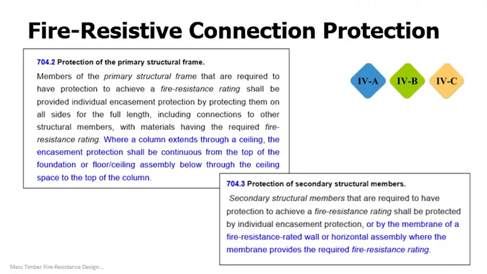These are two excerpts from the code sections which require protection of connections between structural members of the primary structural frame. Specifically, these requirements are found in IBC sections 704.2 and 704.3. As you can see, the code requires such structural connections to be protected on all sides. You may recall from a previous slide showing an excerpt from IBC Table 601 that these primary structural framing members are required to have a 3-hour fire resistance rating in Type 4A construction and a 2-hour fire resistance rating in Types 4B and 4C construction.